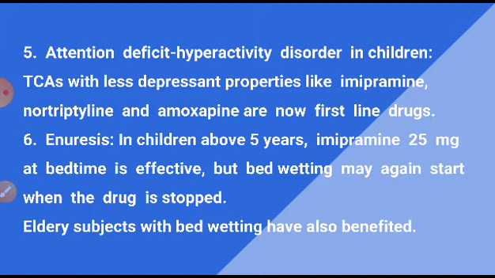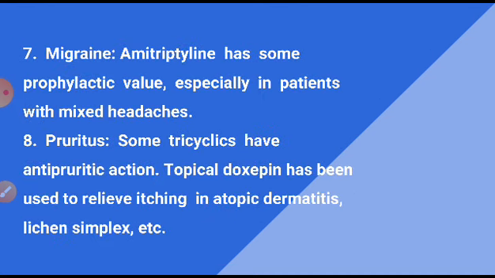Attention deficit hyperactivity disorder in children is another condition. TCAs with less depressant properties like imipramine, nortriptyline, and amoxapine are now first-line drugs for this particular treatment. In enuresis, in children above 5 years, imipramine 25 mg at bedtime is effective, but bedwetting may start again when the drug is stopped. Elderly subjects with bedwetting have also benefited with this drug.